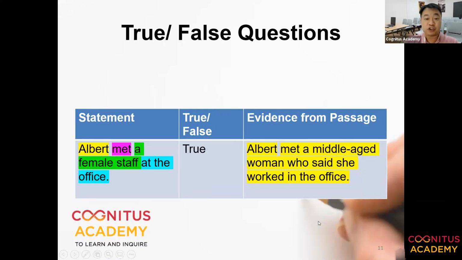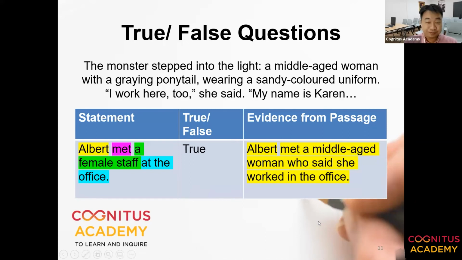Let me give you an example of a true statement, right? So the question is, Albert met a female staff at the office. Again, I chunked them. Albert is 1, met is 2, a female staff is 3, at the office is 4. 4 chunks, right? So I would go back to the passage and look at who Albert met in the office. This is the janitor, the cleaner that we previously mentioned, right? I work here too, she said, because Albert said that his mother works in that place. My name is Karen and so on and so forth. So yes, a female staff, right?